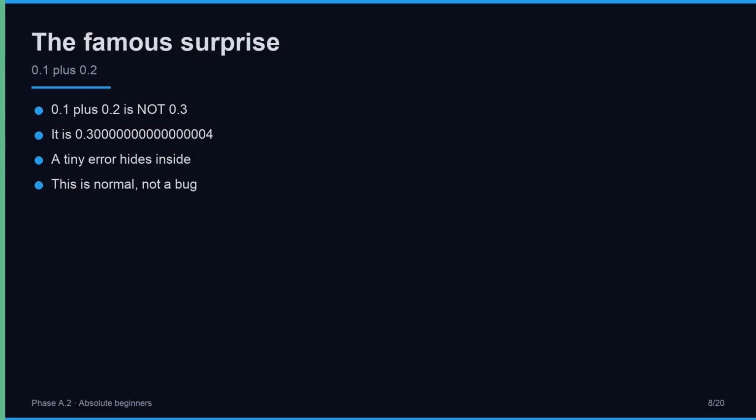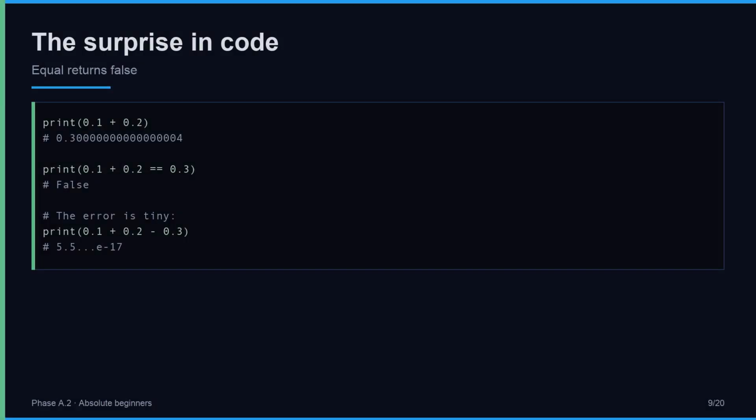In Python, 0.1 plus 0.2 does not give exactly 0.3. It gives 0.3 followed by a string of zeros and a tiny 4 at the end. Before you worry, this is not a bug. It is a fundamental fact of how computers store fractional numbers. Every programming language using floats has the same behavior. The error is tiny, far beyond what matters for everyday work, but it is real, and understanding it is the key to using floats well. The famous surprise. Let us see the surprise in code.